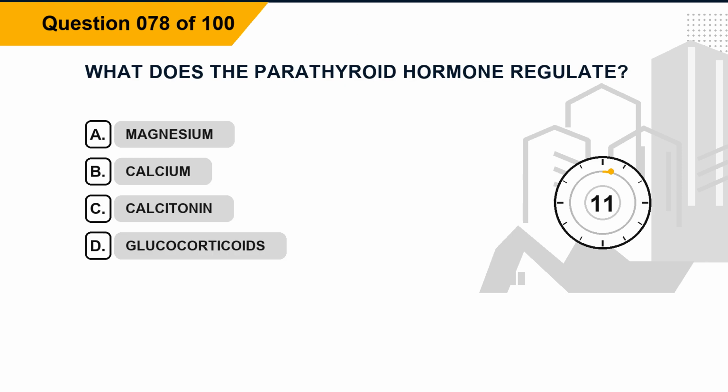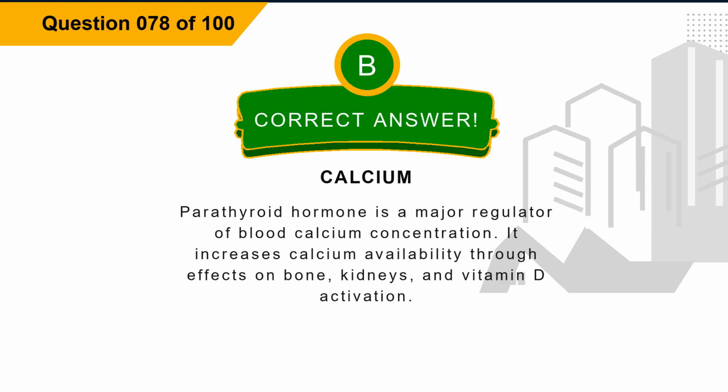Question 78. What does the parathyroid hormone regulate? Option A, magnesium. Option B, calcium. Option C, calcitonin. Option D, glucocorticoids. The correct answer is option B, calcium. Explanation: parathyroid hormone is a major regulator of blood calcium concentration. It increases calcium availability through effects on bone, kidneys, and vitamin D activation.